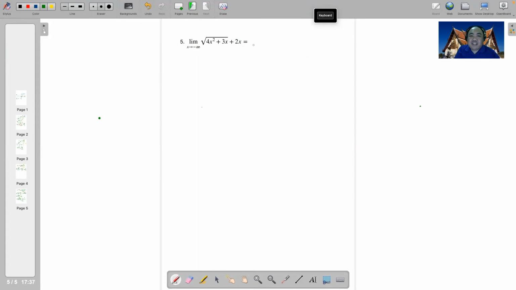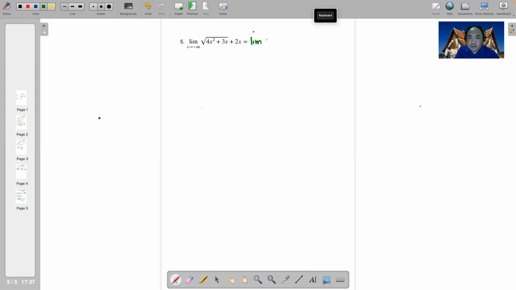So we have this radical expression, square root of 4x squared plus 3x, plus 2x, as x approaches negative infinity. And what is the limit of that? It's difficult because we don't have a fraction, correct? So what we're going to do is make a fraction out of this by multiplying the binomial conjugate of this expression. So let's first rewrite that.